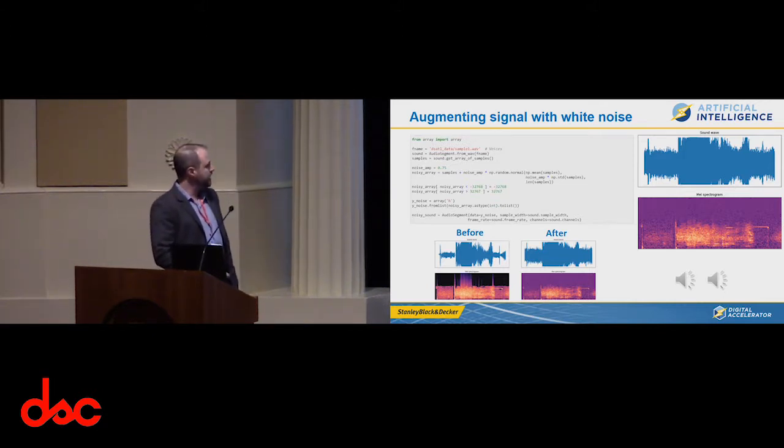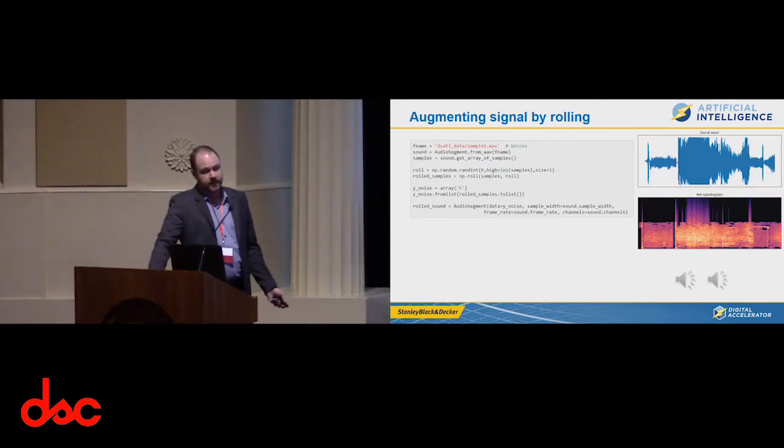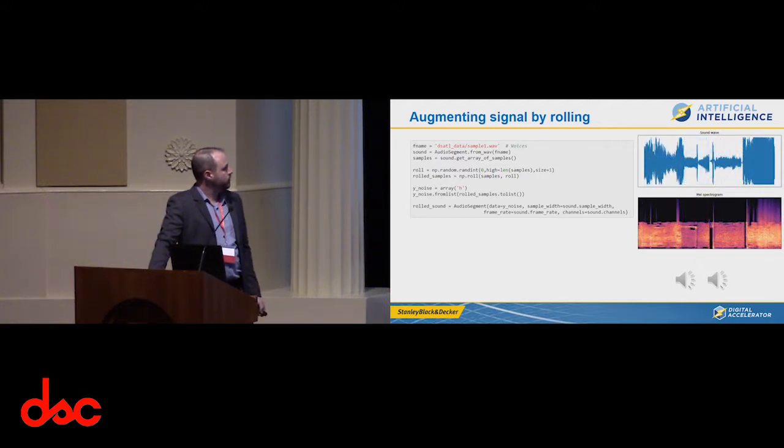The spectrogram changes somewhat drastically and is a little harder to interpret, and that helps our network generalize. Another common technique, or at least a technique that we found to be effective, is rolling the sound. So just taking it and shifting it in one direction or another. So here's our original spectrogram, and here is the rolled version.